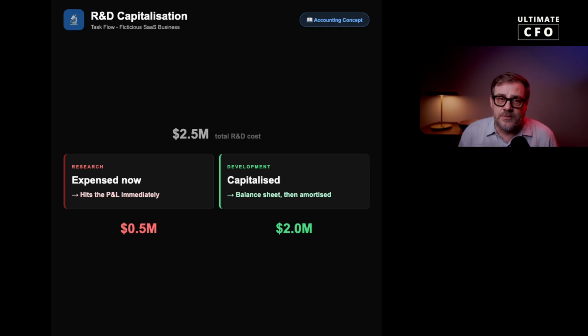And in our example of TaskFlow, this 2.5 million total R&D spend, we're considering that 500,000 was research, early stage exploratory, and we're expensing that immediately.